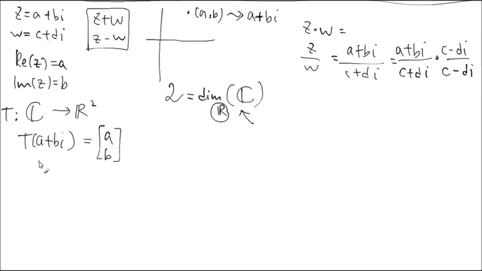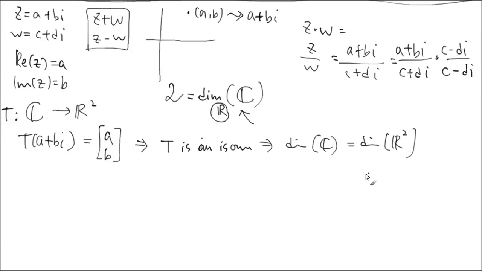Understanding this is a vector space over the same scalar field. That's usually the mathematician's preferred way of dealing with dimensions. So T from C to R2 is an isomorphism. Therefore, the dimension of C is equal to the dimension of R2. And here we're clarifying that we're looking at C as a vector space over R coefficients. Make sense? Therefore, it's 2.